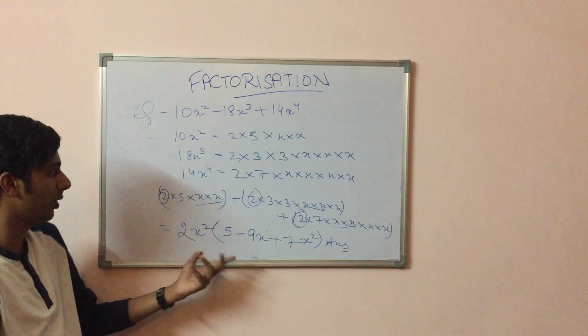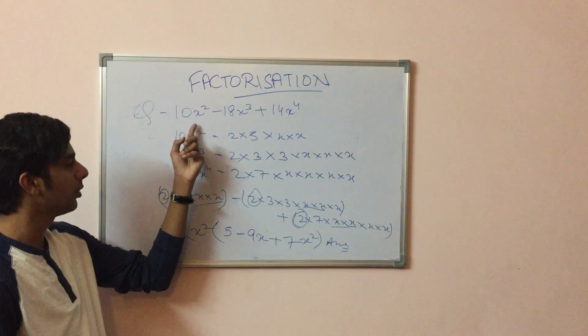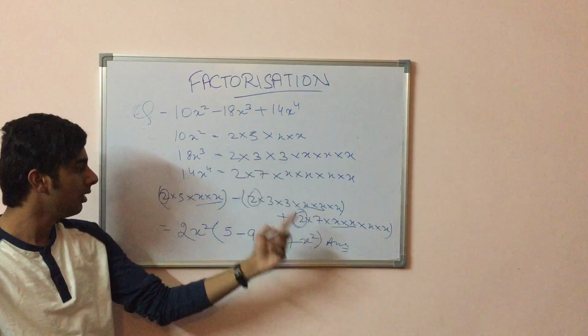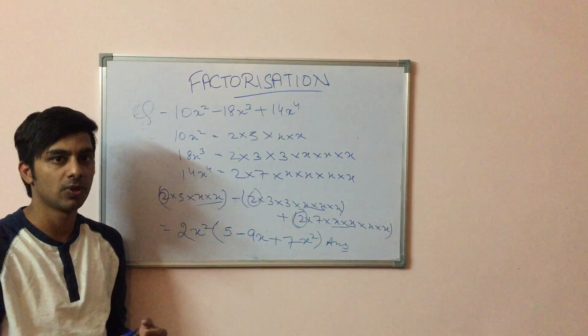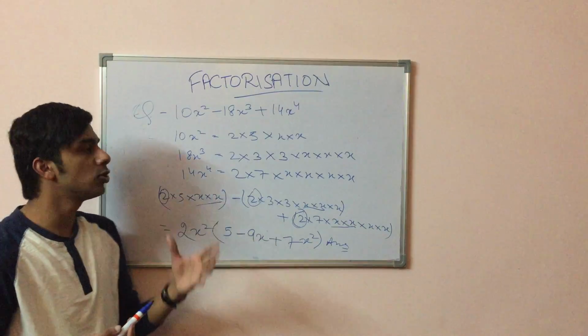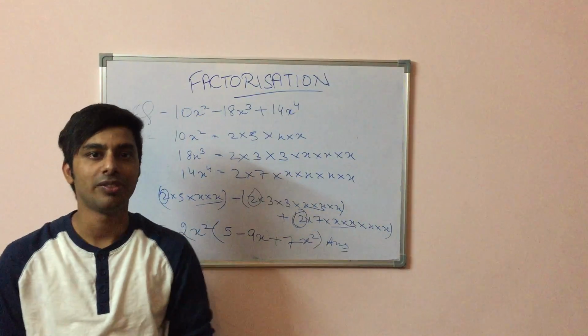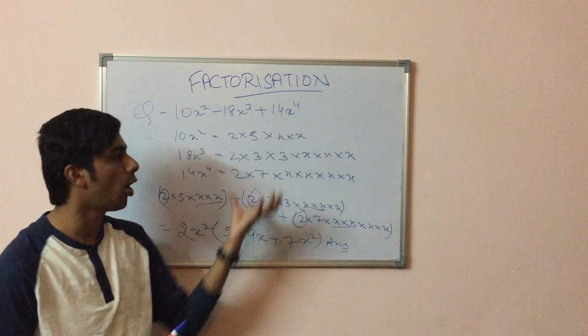Now we can check also whether our question is right or not. 2x² into 5 is 10x². 9x into 2x² is 18x³. And 7x² into 2x² is 14x⁴. Right? So this is all about the basic concept, how factorization takes place, how you have to take things out in a common form.